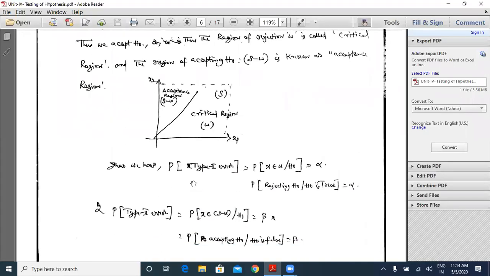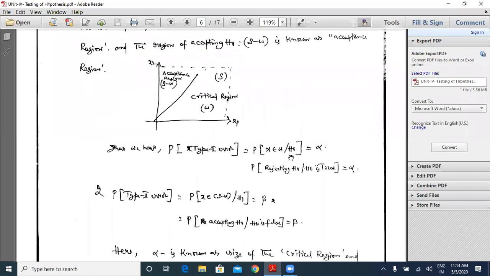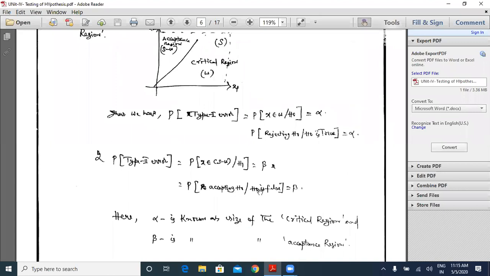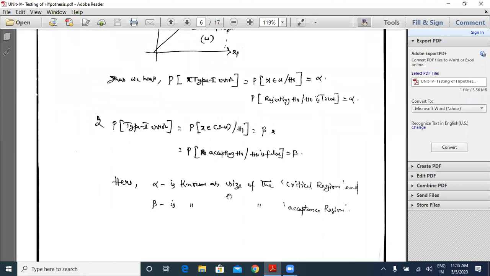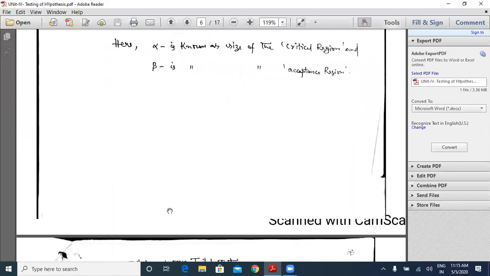So the probability of Type 1 error is the same thing we have written here: X belongs to omega and H0 is true. When X falls in omega, we reject H0. So the probability of rejecting H0 when H0 is true is alpha, the Type 1 error. Now accepting H0 when H0 is false is beta, the Type 2 error. Alpha is known as the size of the critical region, and beta is known as the size of the acceptance region.